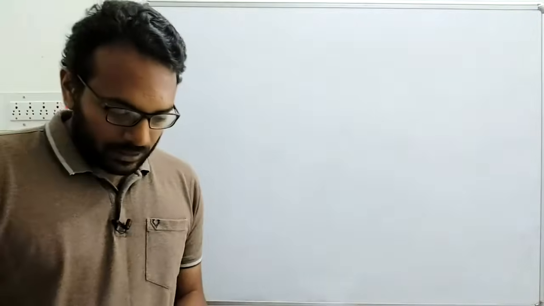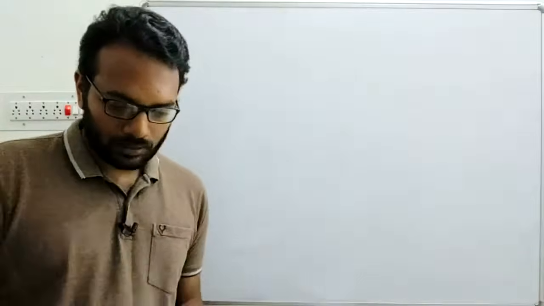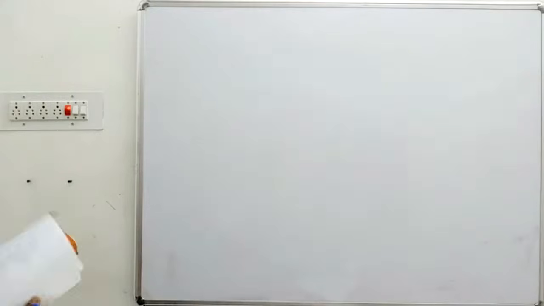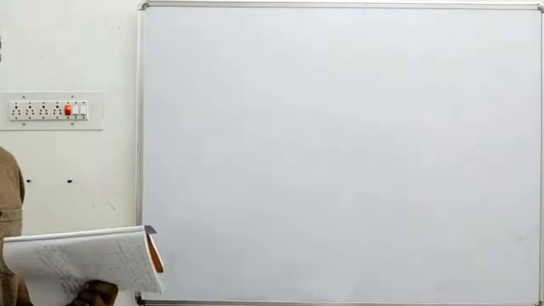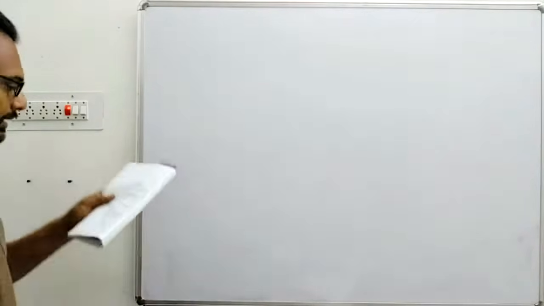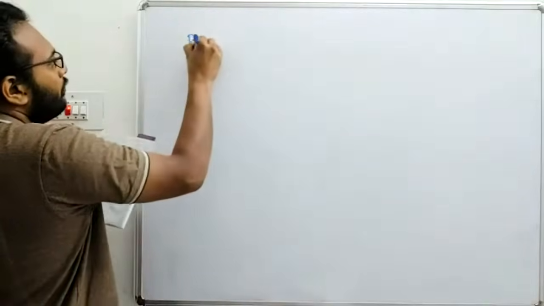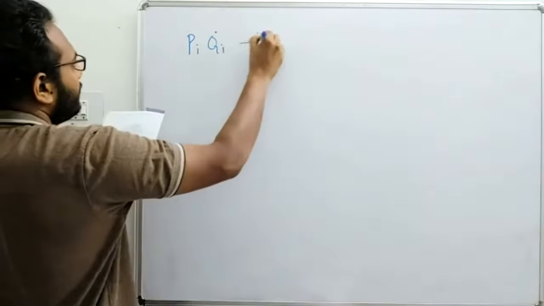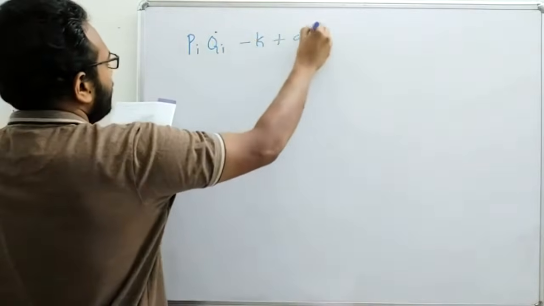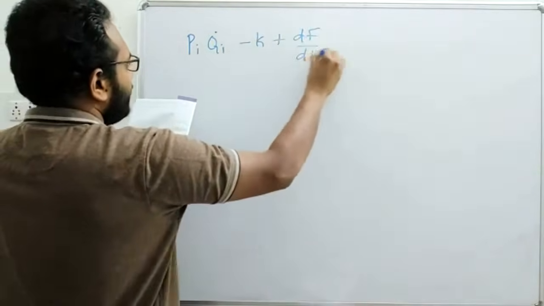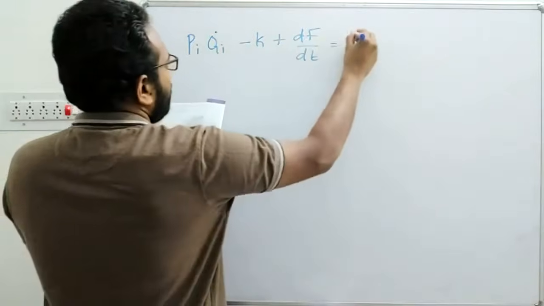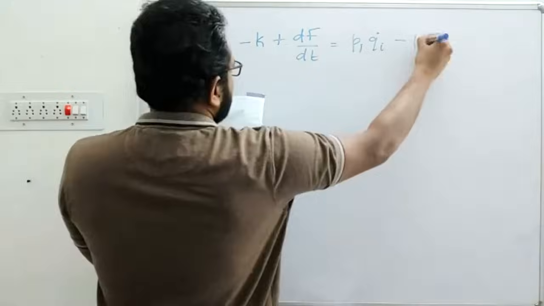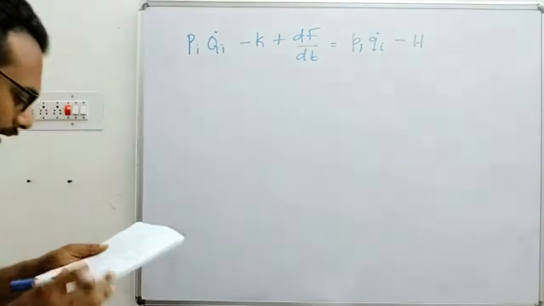Okay, let's begin. So we were talking about canonical transformations. We defined canonical transformations by this condition: Pi Qi dot minus K plus dF by dt is equal to Pi Qi dot minus H. This is the definition we had.